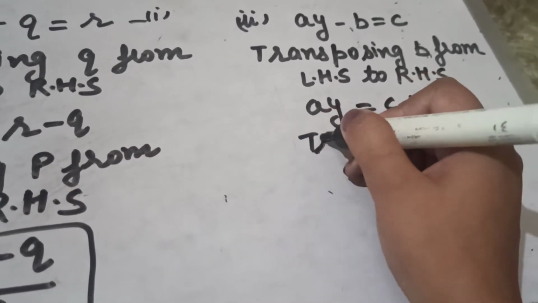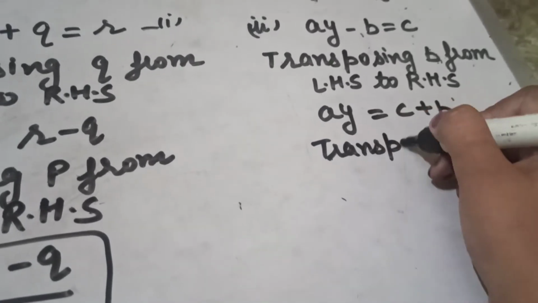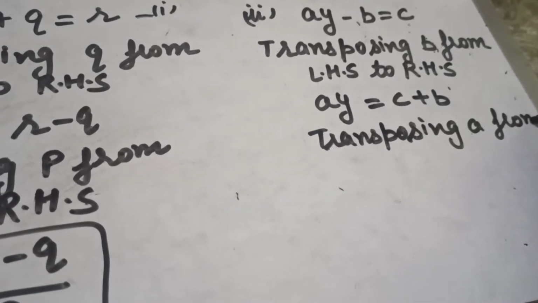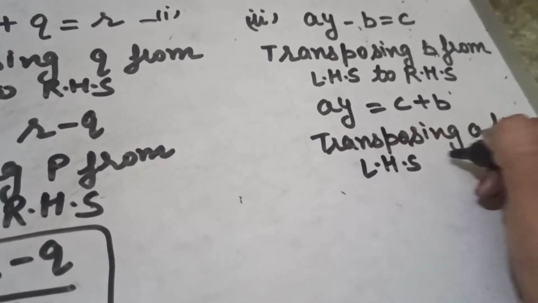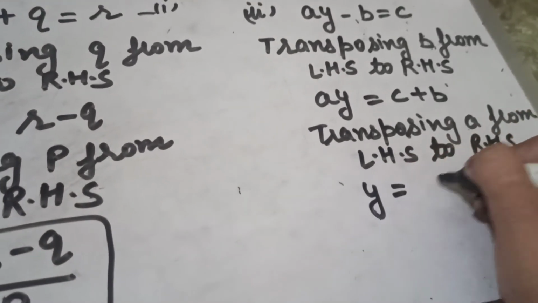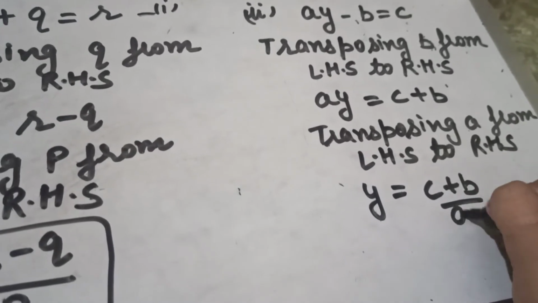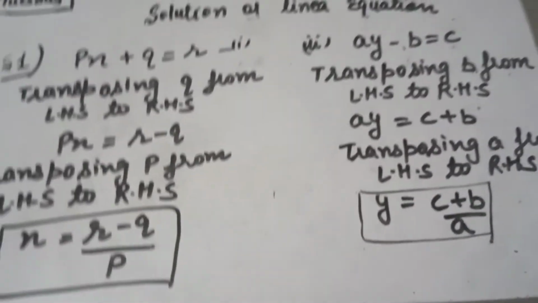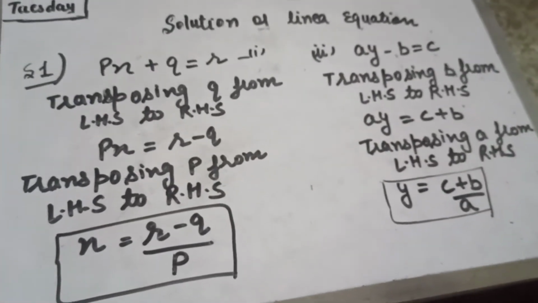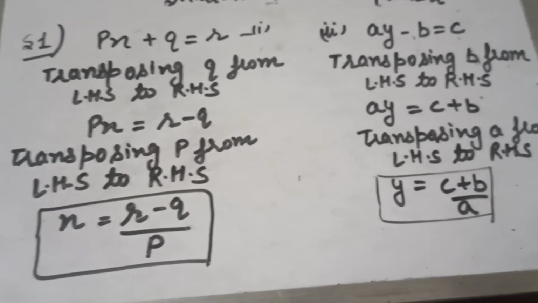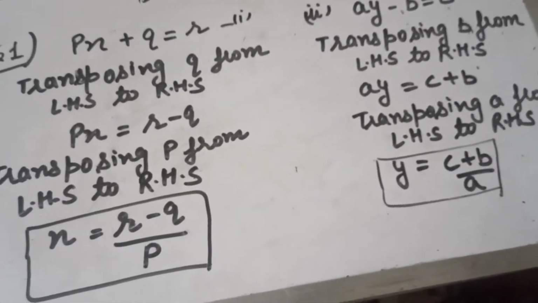Again transposing a from left hand side to right hand side, which is y equals c plus b by a. Clear this one? These are the solutions of x and y, and the rest are constants, so these will remain as they are. Now after this, the next question, which is S2.